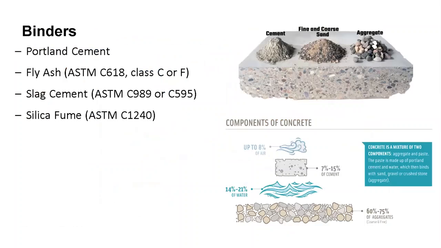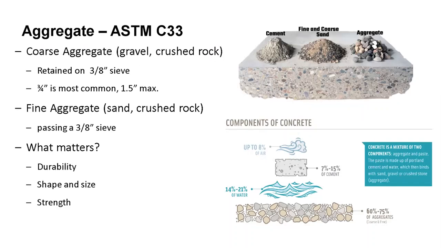So concrete, we bind it together with Portland cement, fly ash, slag, and silica fume, like we said. And then the aggregates that we use are typically divided into 2 different types, coarse aggregate and fine aggregate. Coarse aggregate are aggregates that are retained in a 3/8 inch sieve, so anything 3/8 inch diameter and larger. And fine aggregates are really just everything that passes that sieve.